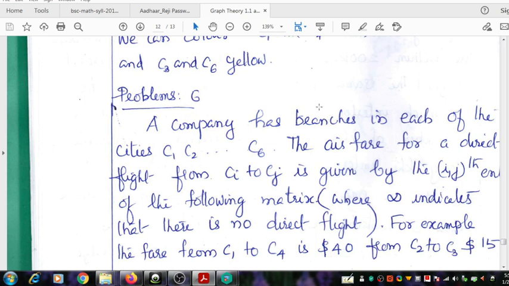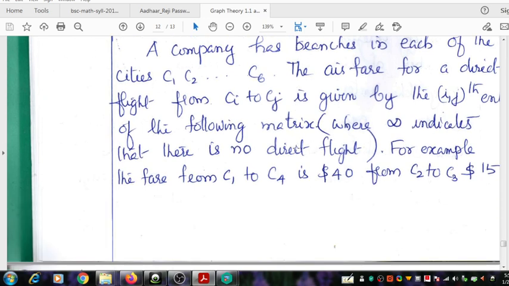A company has, you can read it as, some offices. The company has offices in 6 different cities, and officials are required to travel from one office to another using air travel facilities. So this fare is important in this problem. The fare of direct air travel from the ith city to the jth city is important.